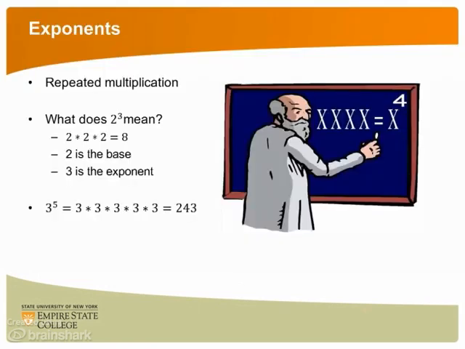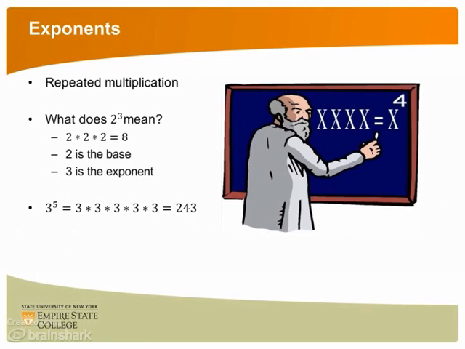What is an exponent? An exponent is a shorthand way of describing a repeated multiplication. If we look at a problem like 2 raised to the third power, we recognize that it means to multiply 2 by 2 by 2. The 2 is called the base, and the 3 is the exponent. The base is what we are multiplying by itself. The exponent is how many times we do the multiplication.